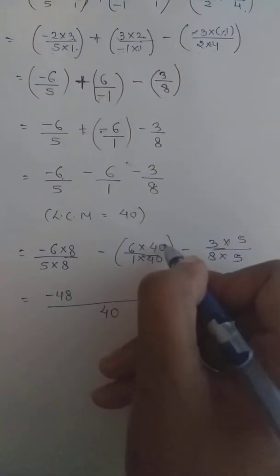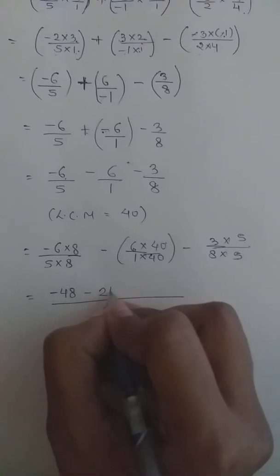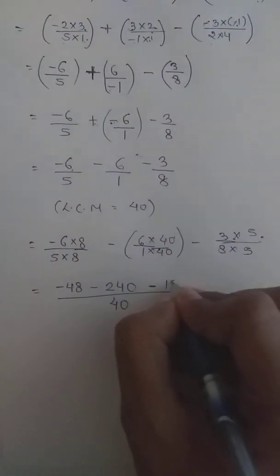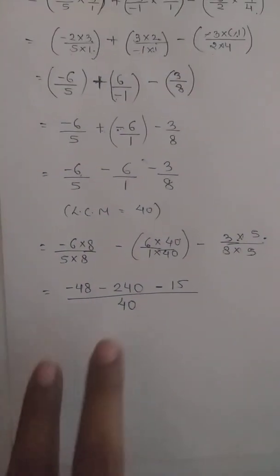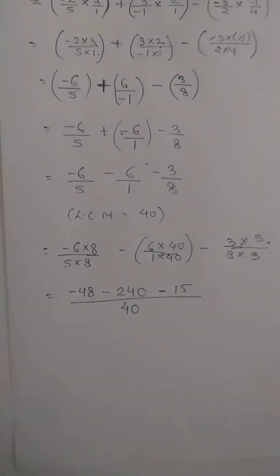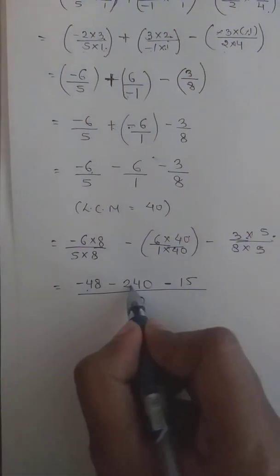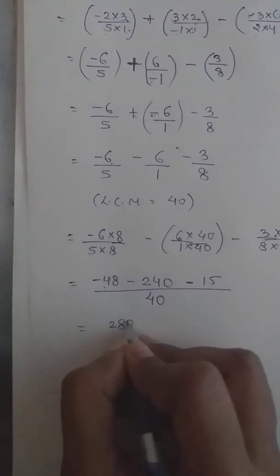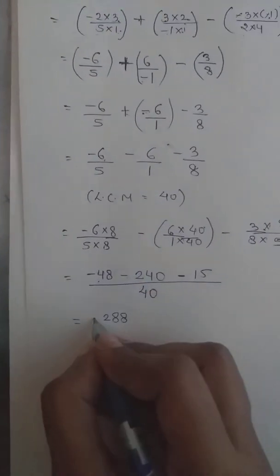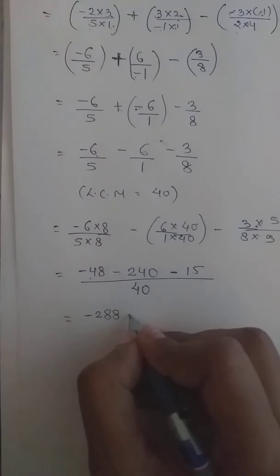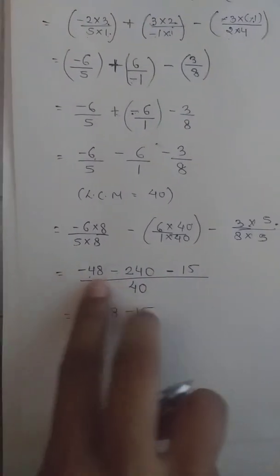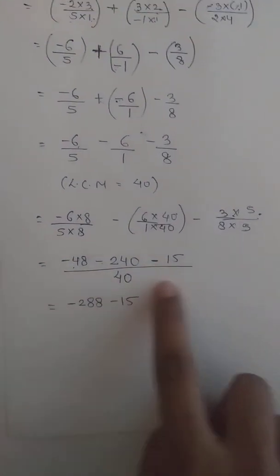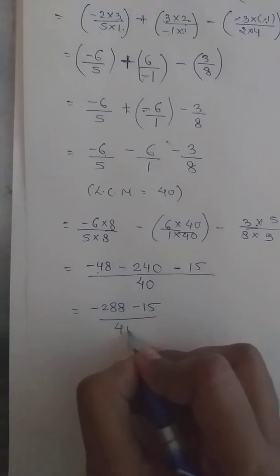Now 6 into 40, that is minus 240. 3 into 5, 15. We're going to solve two numbers together. Now minus 48 and minus 240. So minus minus becomes plus, sign of the greater number, minus. Now what is left? Minus 15. See what I did? Minus minus plus, add the numbers, sign of the greater number. So minus 288. Now minus 15 left upon denominator 40.